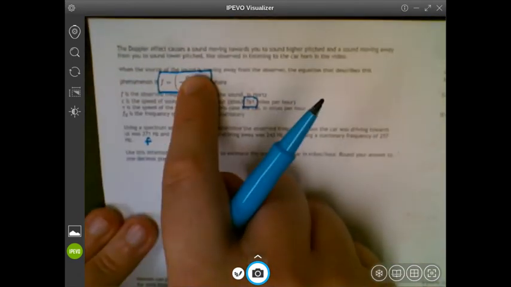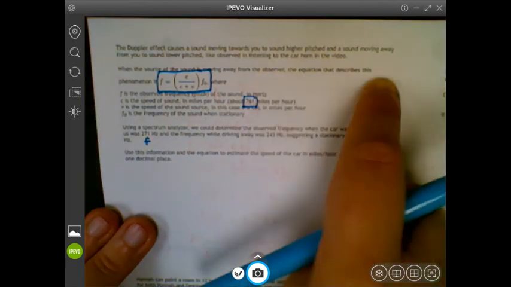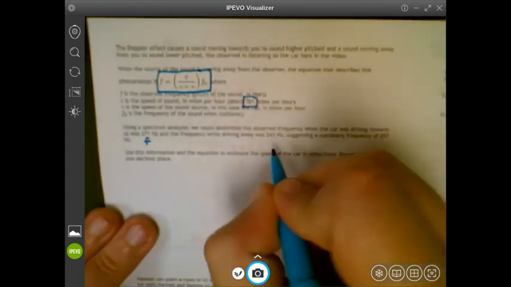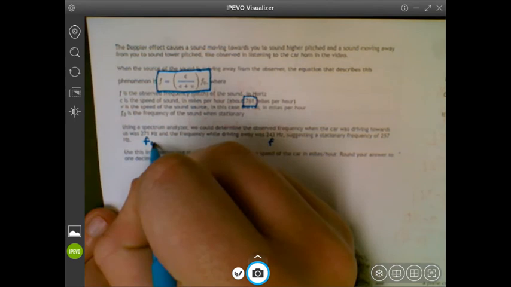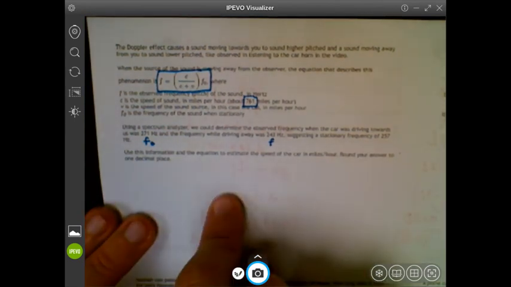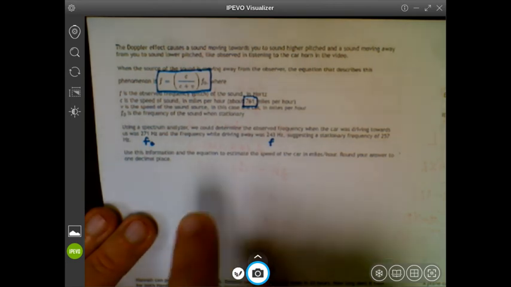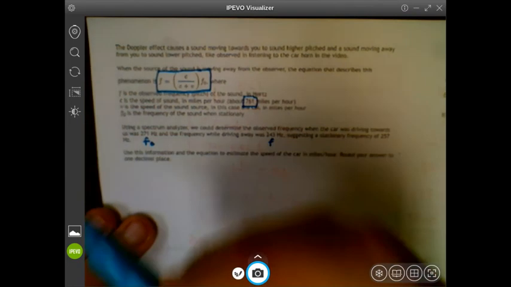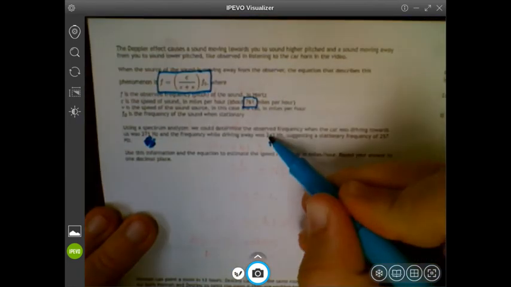When the source of the sound is moving away from the observer, the equation that describes this phenomenon is, okay, so actually this is F and this is F sub O. Okay, no, I have these backwards again. Let's go ahead. I'm going to cross those off and try to re-figure out.